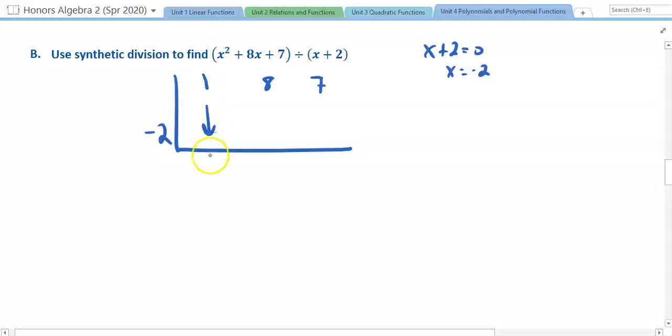And so dropping the 1 straight through, we get 1. 1 times negative 2 is negative 2. 8 and negative 2 give us a positive 6. Negative 2 times positive 6 is negative 12. 7 plus negative 12 is negative 5. And so what we get is this.